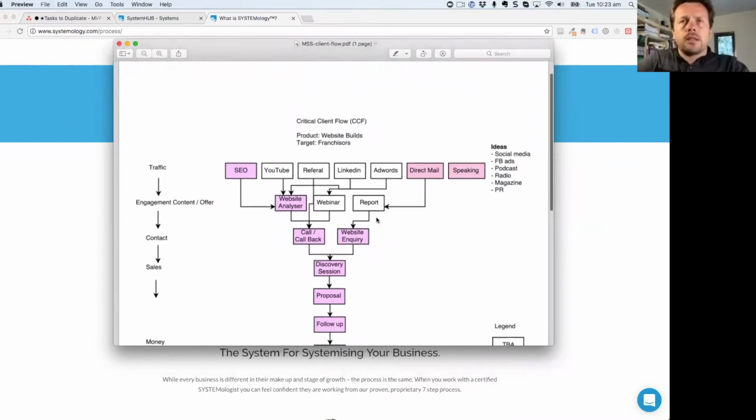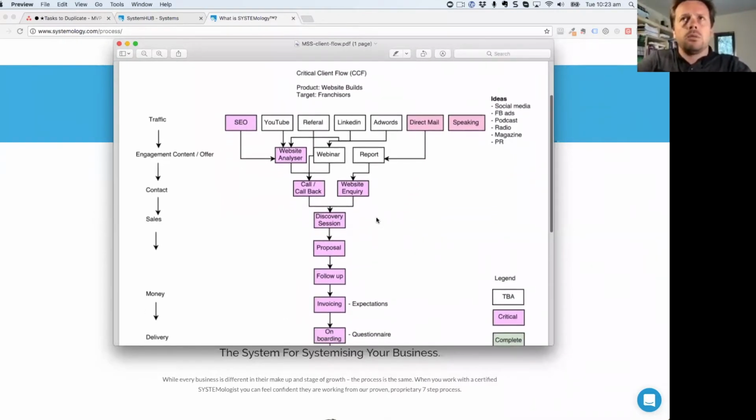So the first step is what we call the critical client flow. And what someone needs to first do is just get very clear on whatever the central product or service is that they're selling, and also who it is that they're selling to. Because you might be selling a variety of different services, but what is typically the central product where someone might start and then they get introduced to your other products and services. So let's say you're a plumber or something like that. You have to think of what is one central service that you focus on first. Maybe it's unblocking toilets or something like that.